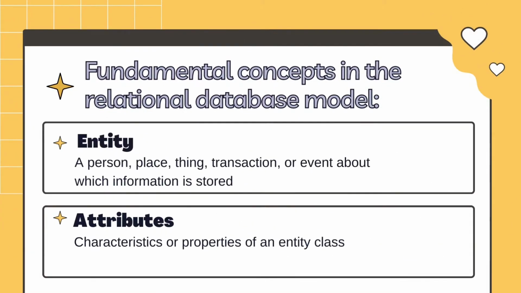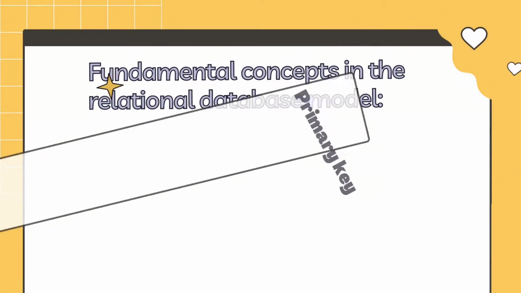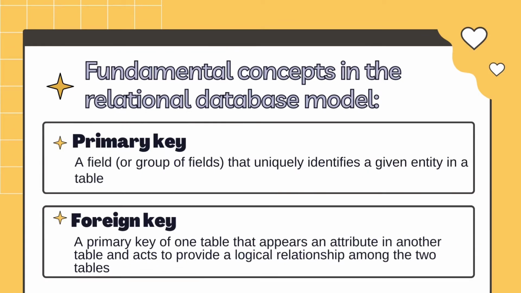Next, fundamental concepts in the relational database model. First, entity. It is a person, place, thing, transaction, or event about which information is stored. Second, attribute. It is a characteristic or property of an entity class. Third, primary key. It is a field or group of fields that uniquely identifies a given entity in a table. And lastly, foreign key. It is a primary key of one table that appears as an attribute in another table and acts to provide a logical relationship among the two tables.